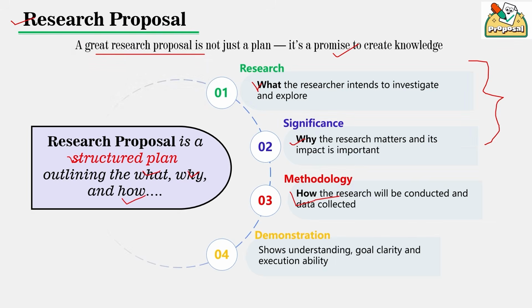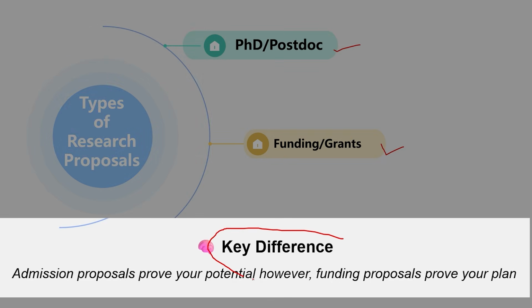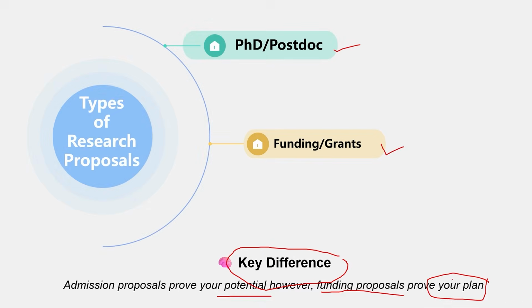Now let me move ahead to discussing different types of research proposals. You can divide research proposals into different types and subtypes; however, for the moment I am dividing them into 2 domains. First are the research proposals we write to take PhD admissions or to get postdoc positions, and the other important proposals are those we write to receive funding or grants. Here, the key difference between these 2 is that admission proposals prove your potential to perform the research activities, whereas funding proposals prove your plan, meaning how effectively you have mentioned everything with proper validation.